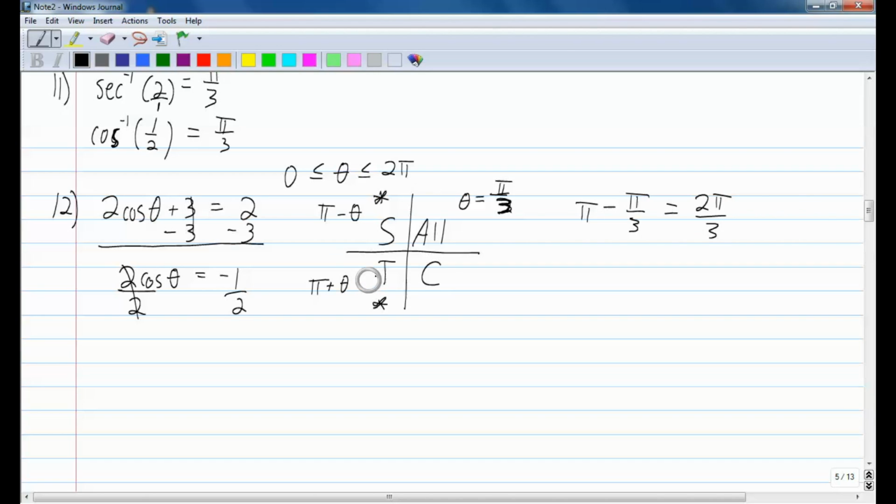How do I get its multiple in the third quadrant? Pi plus pi over 3. Right? That's the formula. Pi plus theta. So 1 pi plus 1/3 pi. That's 4/3 pi, or 4 pi over 3. So your two answers here are 2 pi over 3 and 4 pi over 3.